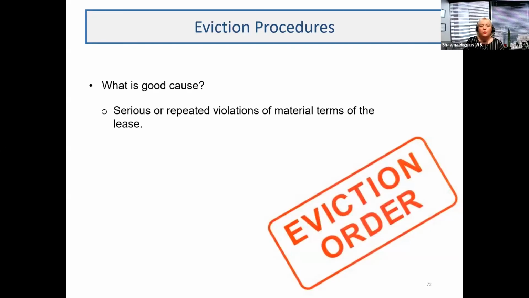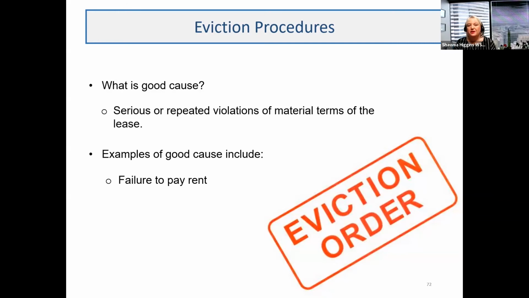So, eviction order. What is good cause? It's serious or repeated violations of material terms of the lease. An example of good cause would be failure to pay rent. All right, so right now we're under a rent moratorium, or eviction moratorium, and failure to pay rent is not good cause right now. And of course, the eviction moratorium also depends on when it's going to expire, depends on where you live. The governor has set one for the state of Washington, and I believe the CDC did it for the United States, but also cities and counties could have those as well.